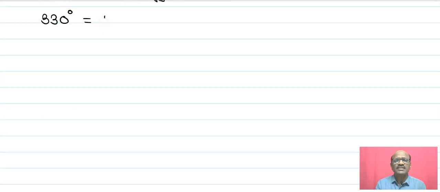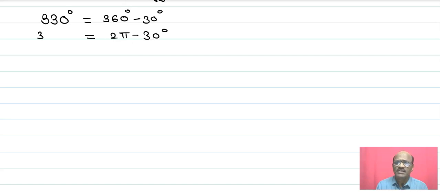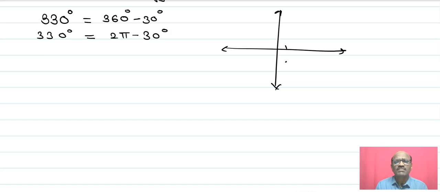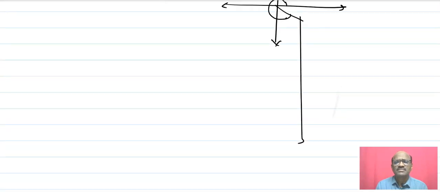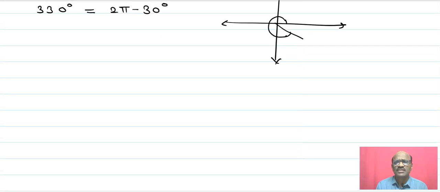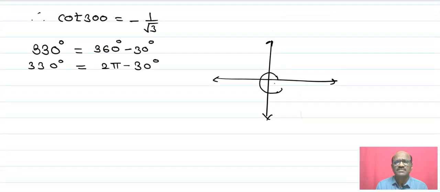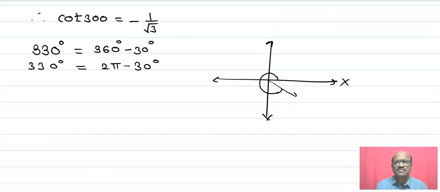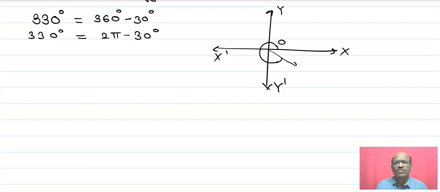Now 330, I will express this angle as 360 minus 30, and it is written as 2 pi minus 30. Again, whenever there is an integral multiple of 2 pi, the function remains as it is. It is in the fourth quadrant. Now we will find out the values. X-axis, y-axis, and in the fourth quadrant only the cos is positive. All the remaining trigonometry functions are negative.